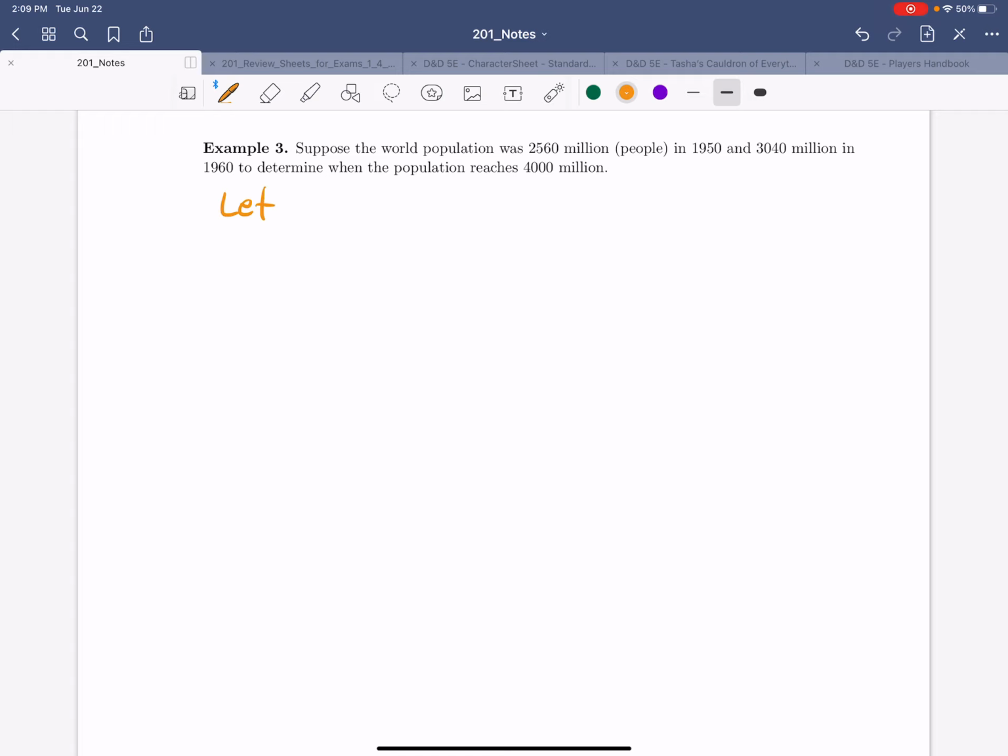So as always, our approach is going to be to build a general model and then solve, in this case for t. But let's let t equal the number of years post 1950. And so then P of t equals the population at time t in millions, right? Because I don't want to write comma 0, 0, 0, comma 0, 0, 0 every time.